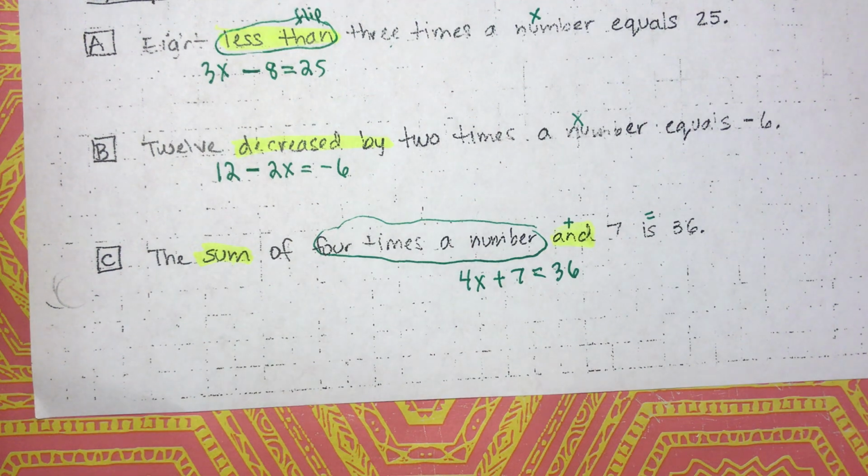So there you have it. That's how you take those words and convert them into an equation. All right, we'll see you in a little bit for example 5.